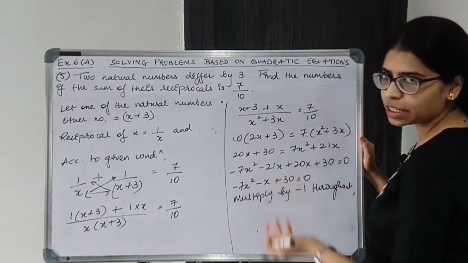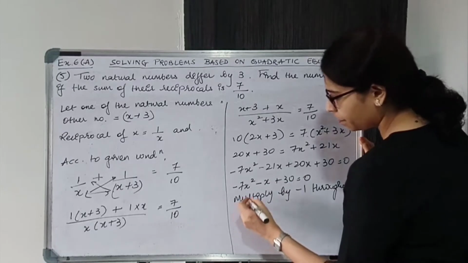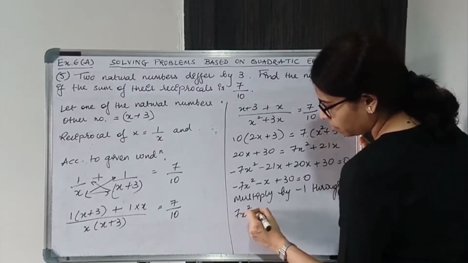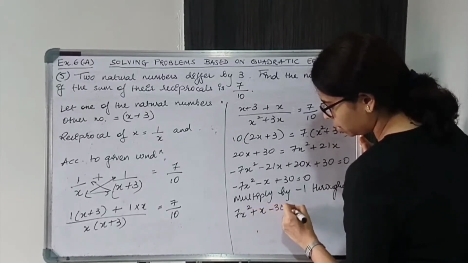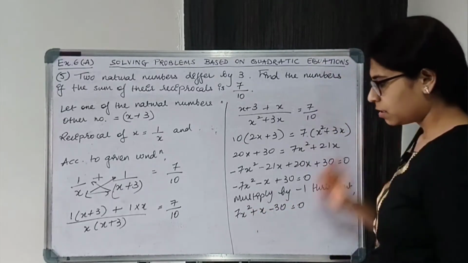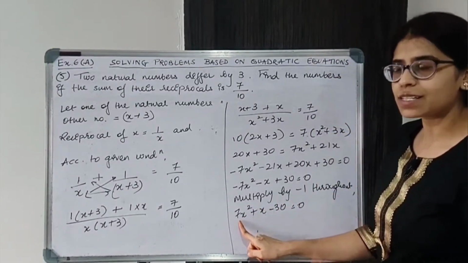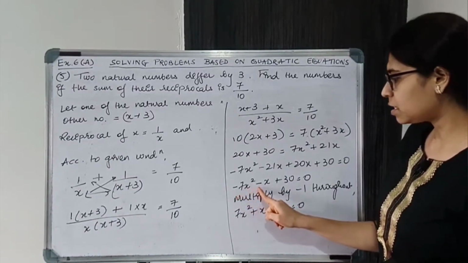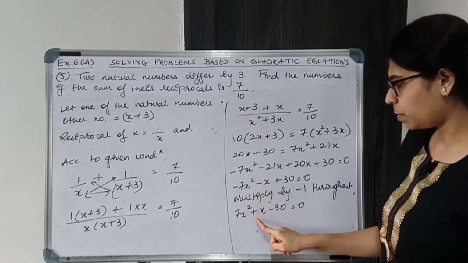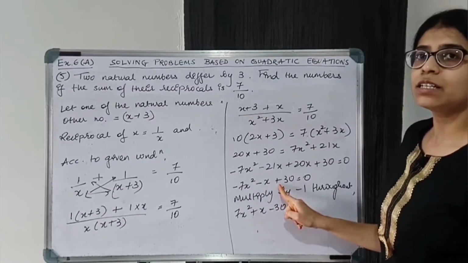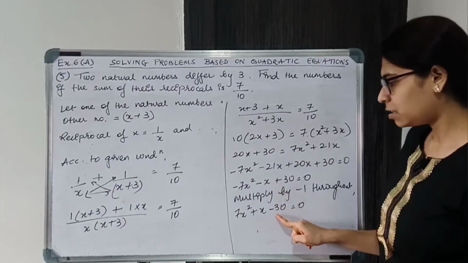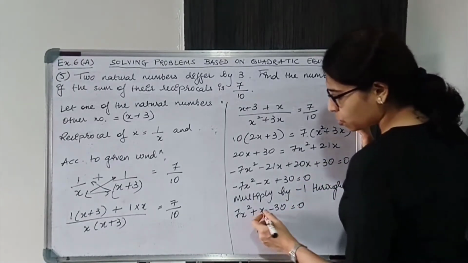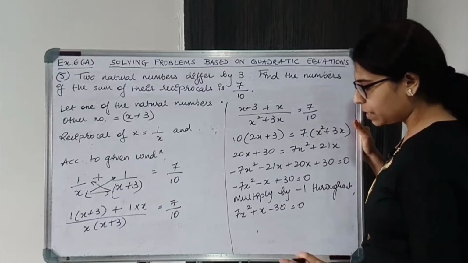You can keep it negative and solve, you will still get the correct answer, but I am keeping it positive. So 7x square plus x minus 30 is equal to 0. Alright, -1 into -7 plus 7 हो जाएगा, -1 into माइनस था यहाँ पे, माइनस इंटू माइनस यहाँ पे प्लस हो जाएगा, so plus x, -1 into +30 is -30 and -1 into 0 is 0. Okay, so now we have the proper equation.